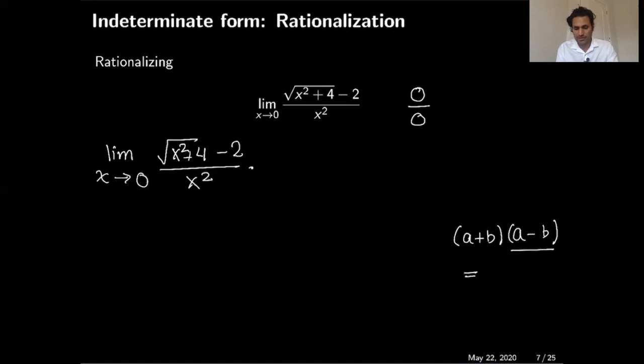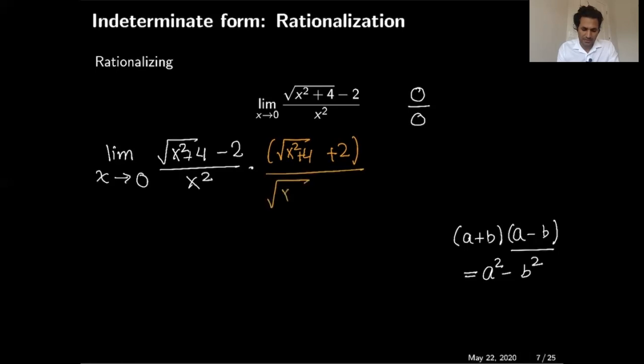And they have an interesting property. When you multiply a number by its conjugate, the result is a squared minus b squared. After foiling out, you are only left with the square of the first minus the square of the second. So if I do the same thing, I multiply by its conjugate, which is the square root of x squared plus 4, and then plus 2, because there was a negative sign, I changed it to a positive sign, and I multiply in the denominator as well.